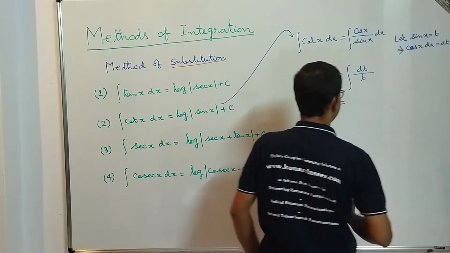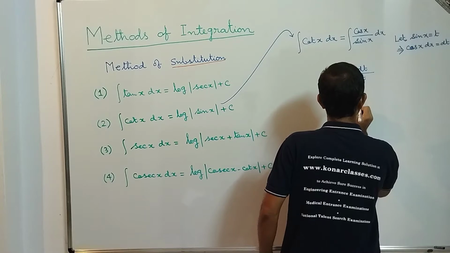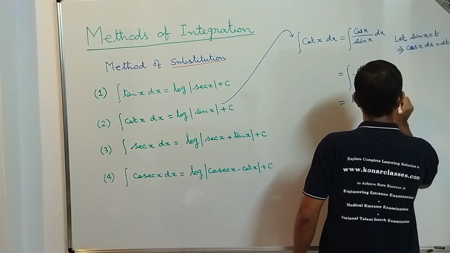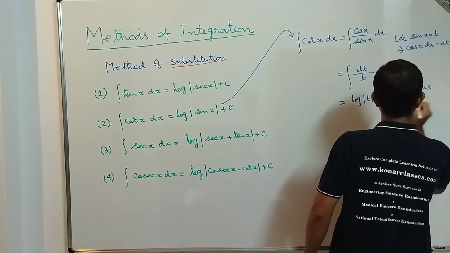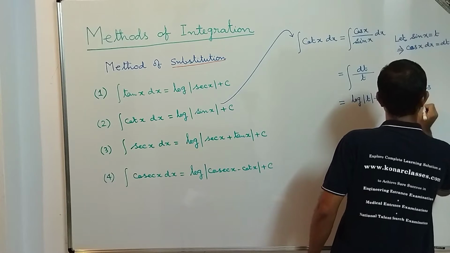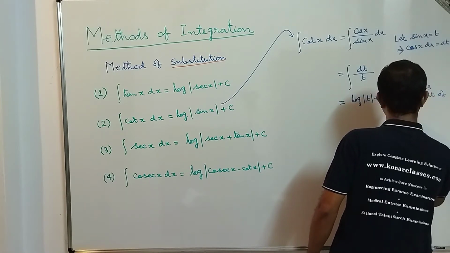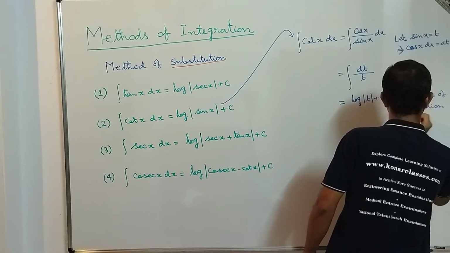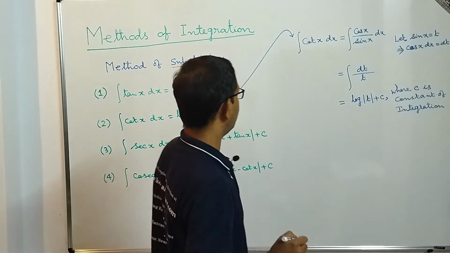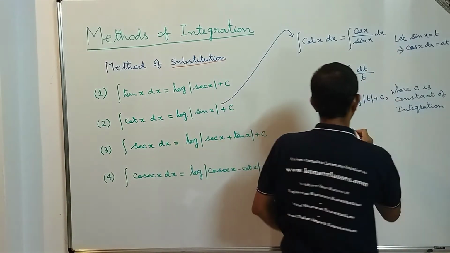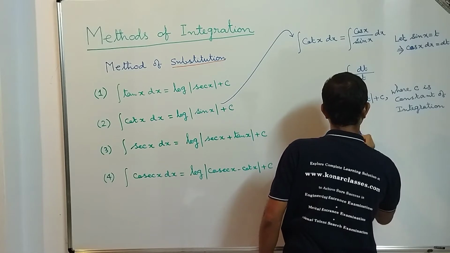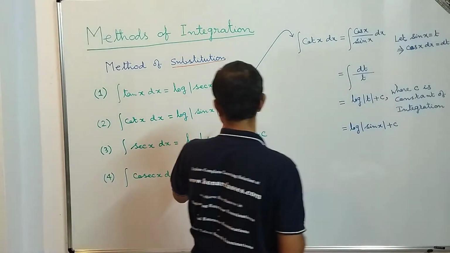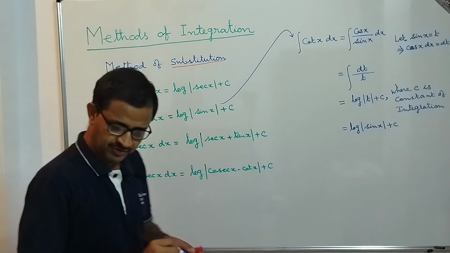So what is the integration of dt by t, dear students? That is equal to log of mod t plus c, where c is the constant of integration. Now, log of mod t, what is the value of t? That is equal to sin x. So finally we get log of mod sin x plus c, that is the value of the integration. Quite straightforward and simple.